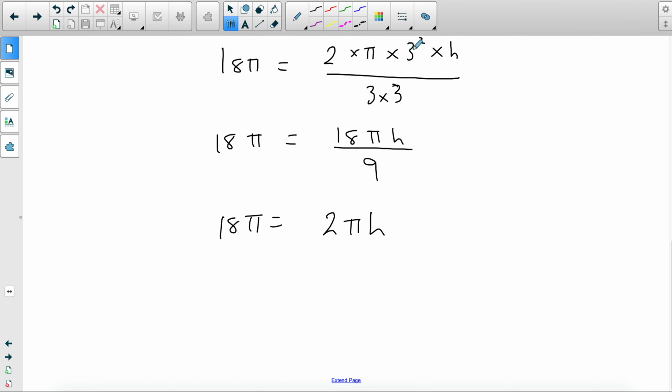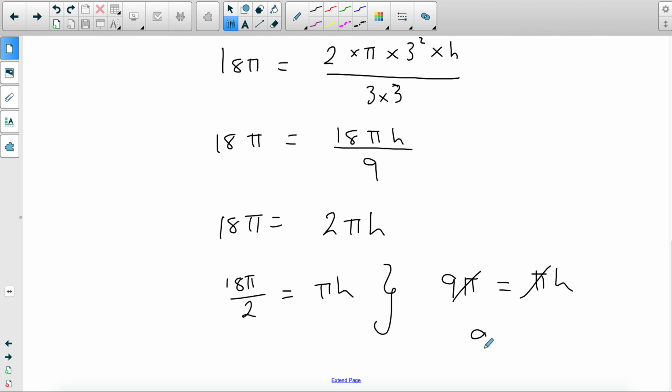2 pi h. We could have canceled the 3's out here. So you notice this is 3 squared, that's 3 squared, they cancel out. And then we divide by 2 on both sides, so you end up with 18 pi divided by 2. And so you have 9 pi on one side and then pi h on the other, and then we divide by pi on both sides. So these cancel out and you end up with 9 equals h, or the fact that the height is equal to 9 centimeters. So quite a long process.